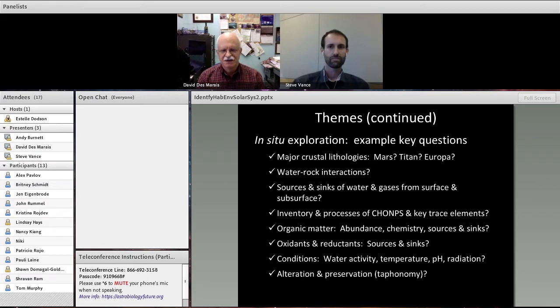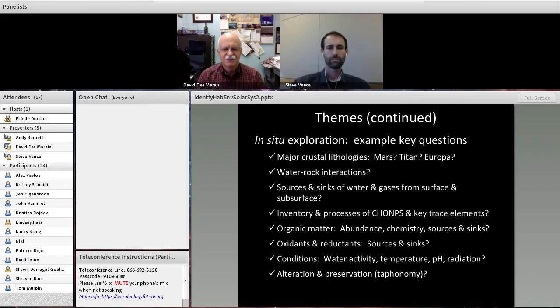And of course, to the extent that surface materials give a clue as to what's in the subsurface, perhaps because of some kind of an eruptive event or something, they also give us a guide to proceed with subsurface exploration. Water-rock interactions, Steve already mentioned, sources and sinks of things, obviously, inventories, all the usual stuff. Organic matter, now, of course, that you're at the surface, you have the ability to do much more about detection of organic matter and characterization of it.